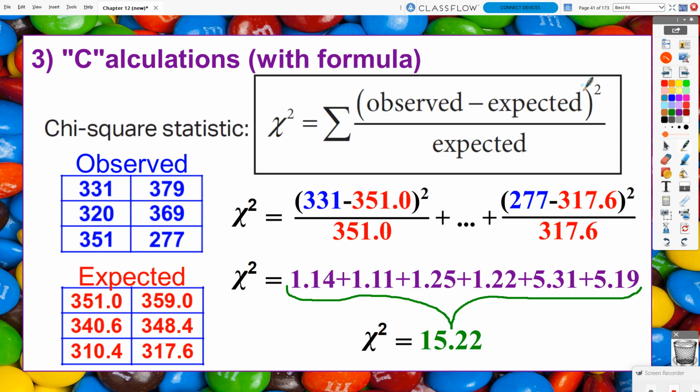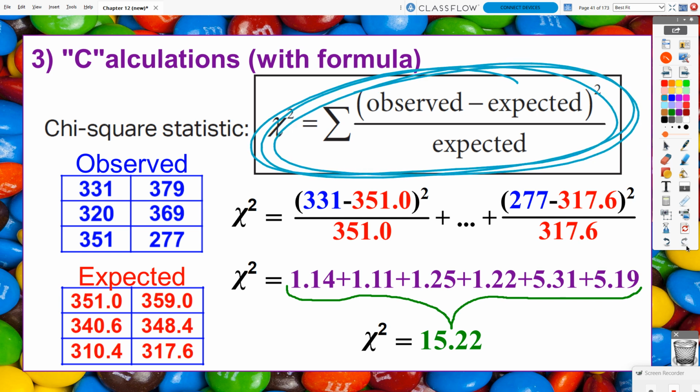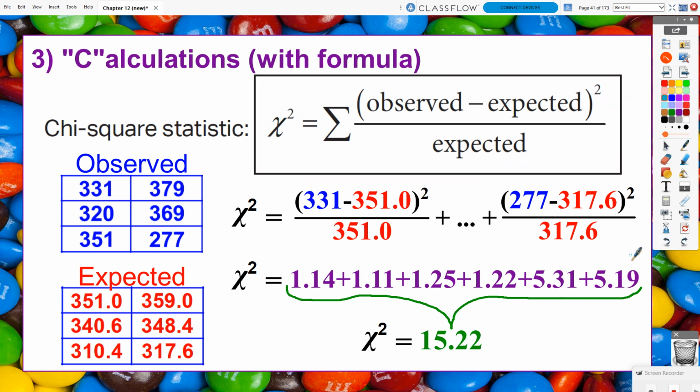Now, calculations are basically going to be the same exact thing as it was for a chi-square goodness of fit test. It's going to be the same general chi-square statistic formula where we take each observed count minus its expected count, square that difference, and then divide it by the expected count.